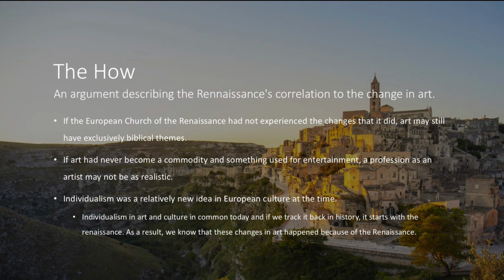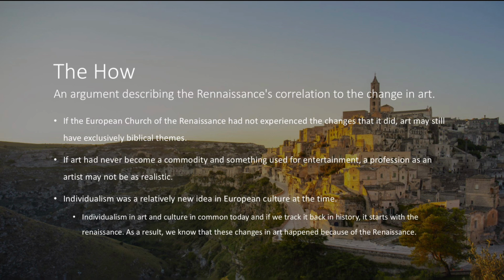Now I'm going to go over the how, sort of tying everything together and explaining how the Renaissance caused all these changes. So if the European Church of the Renaissance had not experienced the changes that it did and the unrest that it experienced, art may still have exclusively biblical themes. Because of the increased sense of individualism and focus on people, not just God and everything they did, art became full of other themes and other purposes, and that wouldn't have happened otherwise.